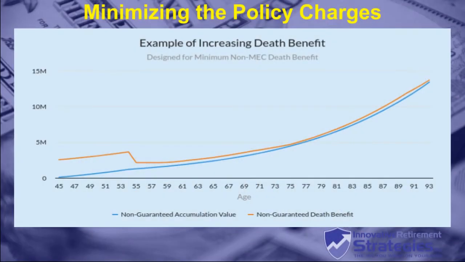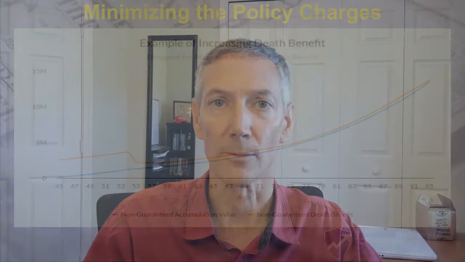Now, I've used this graph in past presentations that I've done, and this is showing the death benefit relative to the cash value in a maximum overfunded life insurance policy, or a policy that's designed for minimum non-MEC death benefit. This particular policy was a 10-pay design based on $100,000.